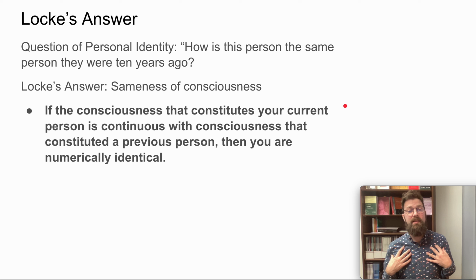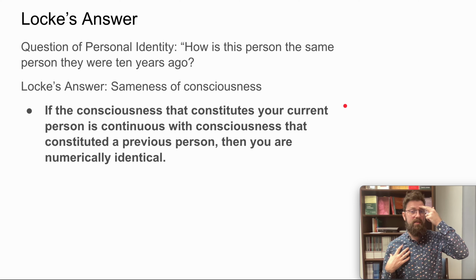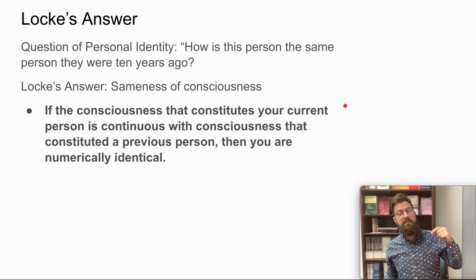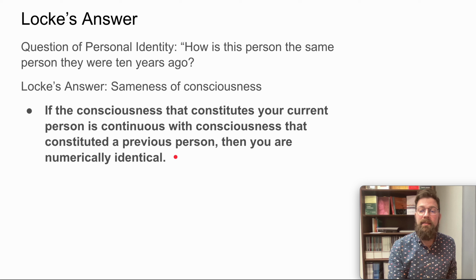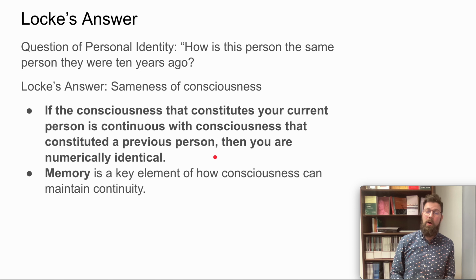And Locke is going to tell us that if the consciousness that constitutes your current self, your current person, that is, if there is continuity between that person and the previous self, then that is enough to make the two selves, or at least the two looks at a self, actually numerically identical. So on Locke's view, memory is hugely important.